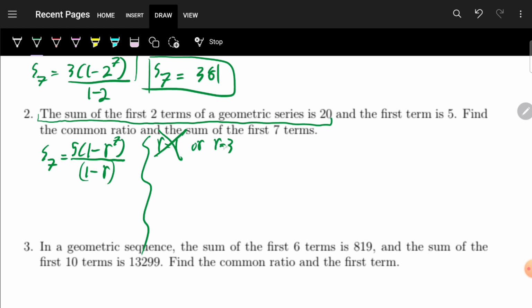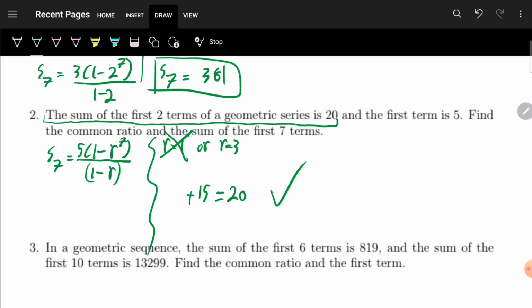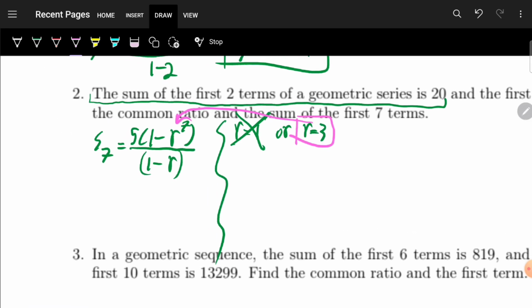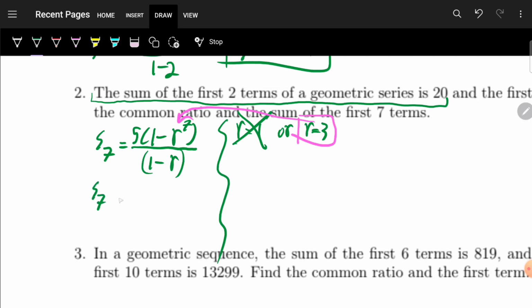Okay, let's check r equals 3. So the first term is 5, the second term is 5 times 3, or 15, and the sum of the first two terms here does equal 20. So this is the correct one. So we're going to use r equals 3, and we will plug it into this formula. Okay, so S7 is equal to 5 times (1 minus 3 to the 7), all over 1 minus 3.